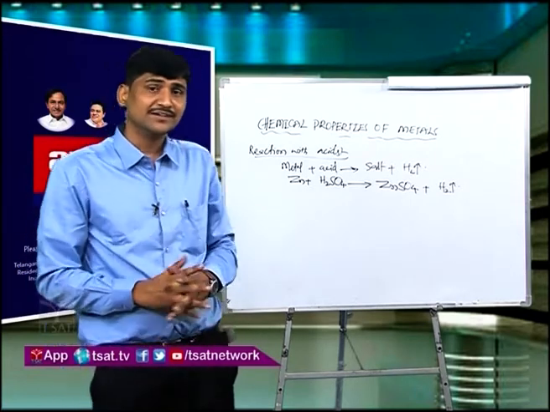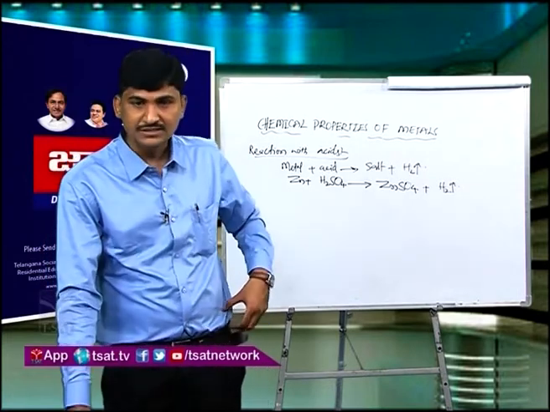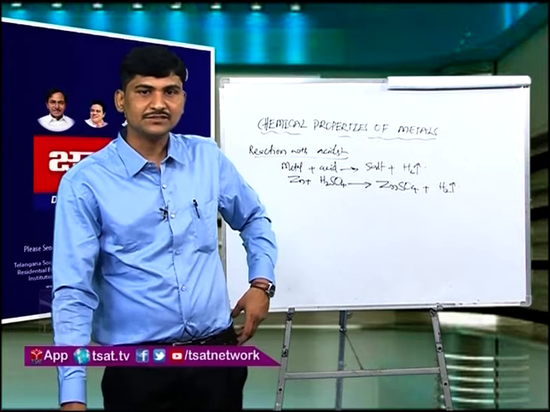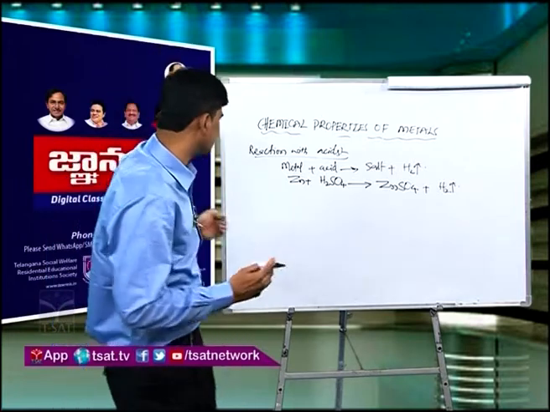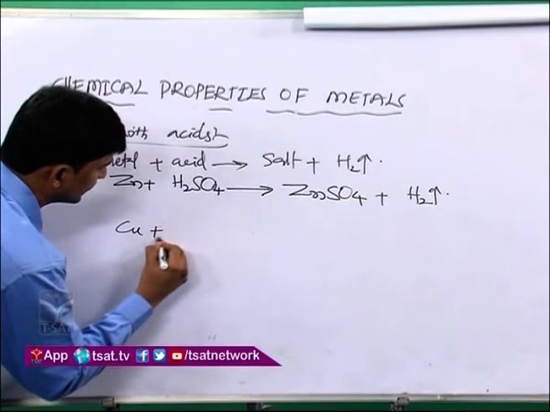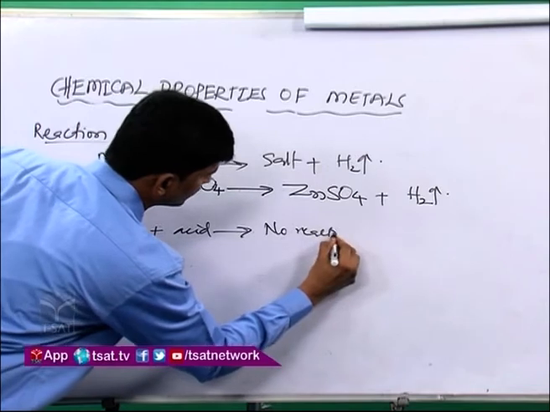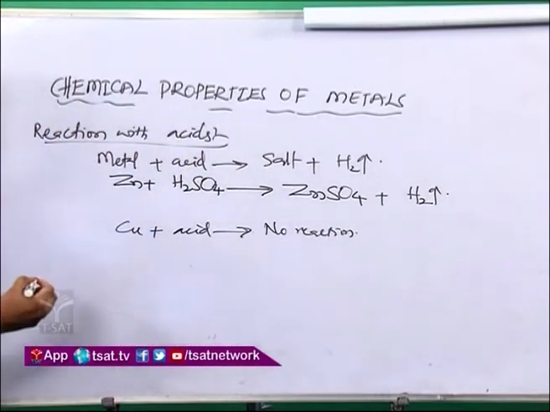Okay, children, do all metals react at the same rate with all acids? No, some metals do not react with acids. Copper does not react with acid. Copper plus acid, no reaction. This is because, children, copper is less reactive than hydrogen.